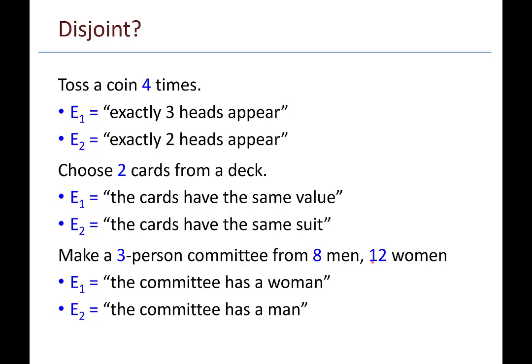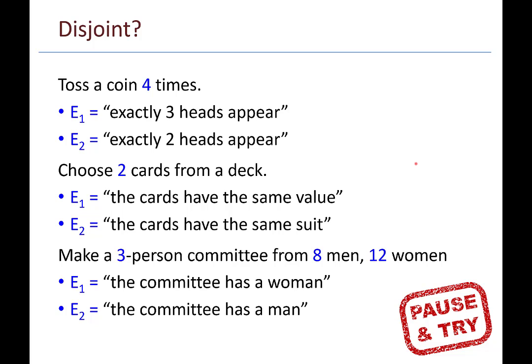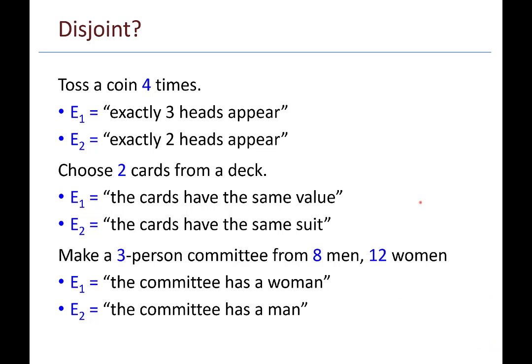Here are three examples, three pairs. Take a moment, pause the video, and for each pair, see if you can decide whether these events are disjoint or not. All right, give it a try, and then start the video again to check your work. Let's take a look. In the first example, we toss a coin 4 times. Event 1, exactly 3 heads appear. Event 2, exactly 2 heads appear. No, you can't have exactly 3 and exactly 2 at the same time. So yes, these are disjoint events.